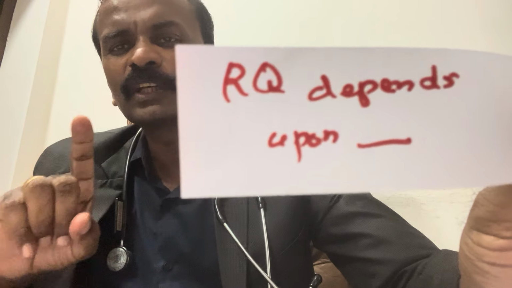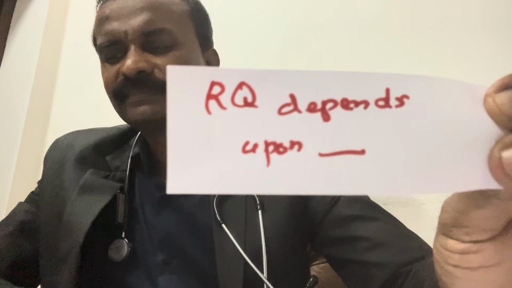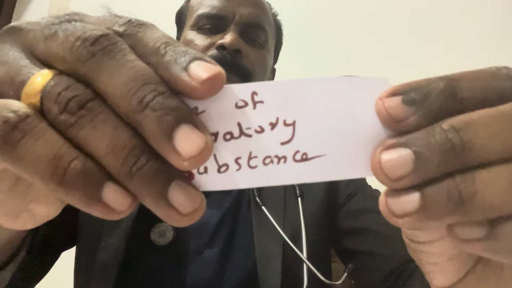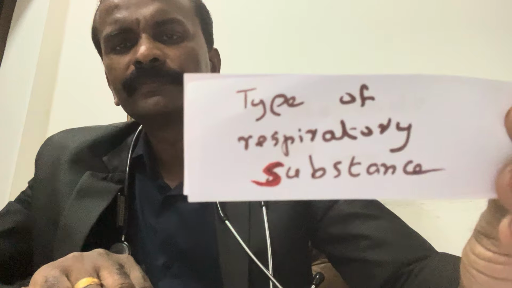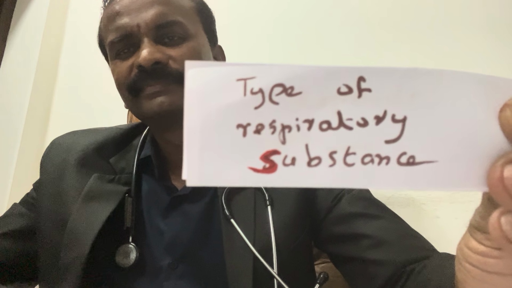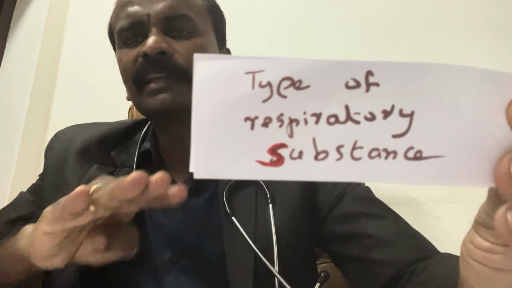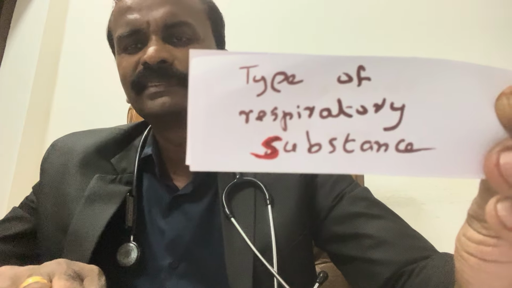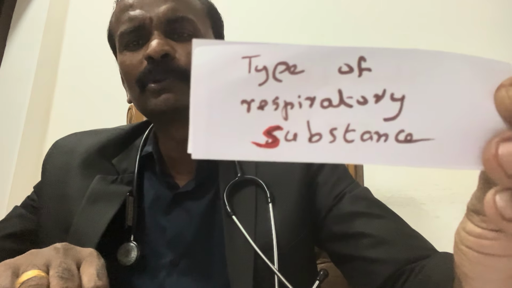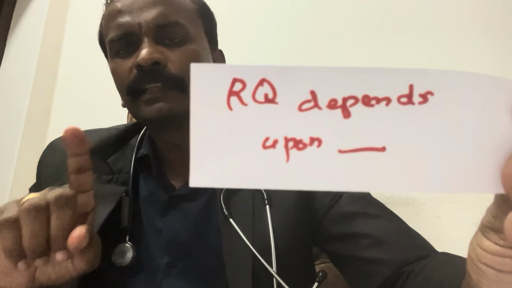Respiratory coefficient, RQ. Respiratory coefficient depends upon dash. You will not remember this choice. See the choice: type of respiratory substance. You will not remember it at all. They will give oxygen, humidity, temperature, and finally last they will give this type of substance. You will keep thinking about those things. The question is: respiratory coefficient depends upon the type of respiratory substance.